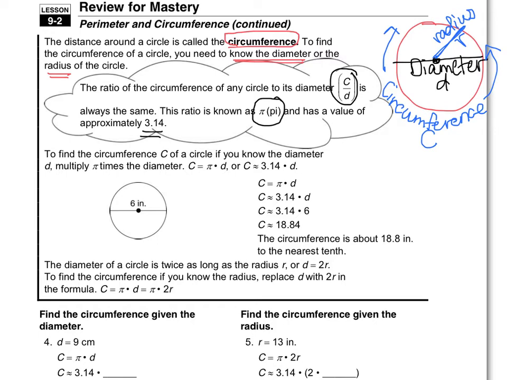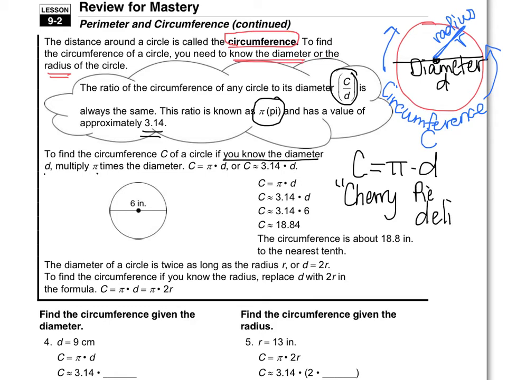To find the circumference of a circle, if you know the diameter, you're going to take diameter times pi. The formula is c equals pi times diameter, where pi is 3.14. The way I remember this is cherry, pie, delicious. So cherry stands for circumference, pi stands for the symbol pi, and the D in delicious stands for diameter.